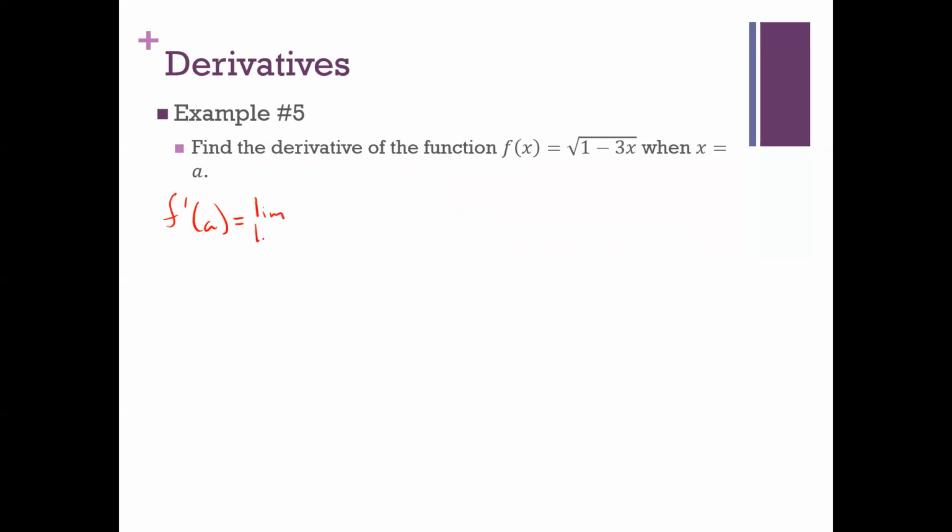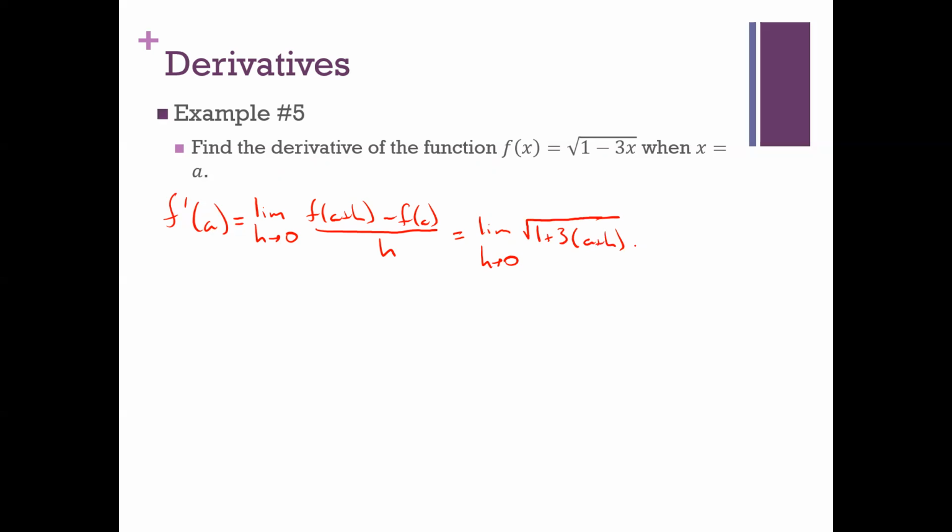So all derivatives pretty much start from here. I mean, they all do by definition. The limit as h approaches 0 of f of a plus h minus f of a all over h. What is f of a plus h in my case? Would it be the square root of 1 minus 3 times x plus h? 1 minus 3. You said x. I'm going to change that to a.